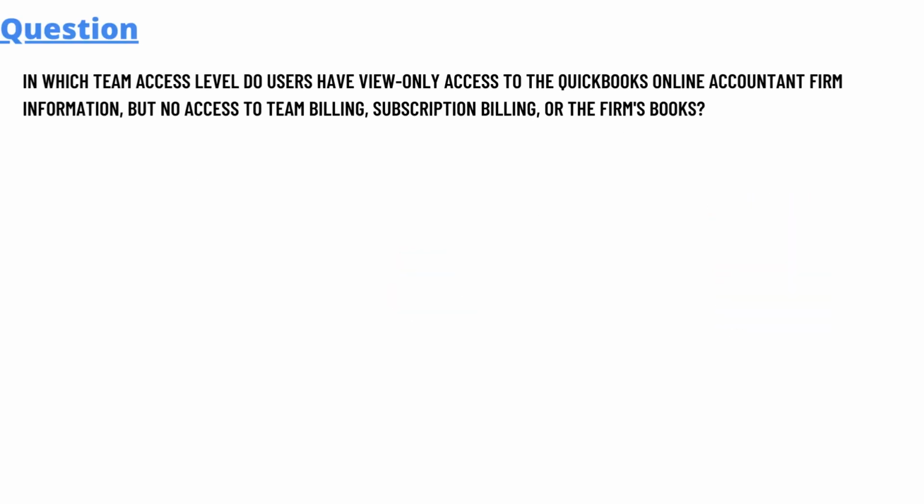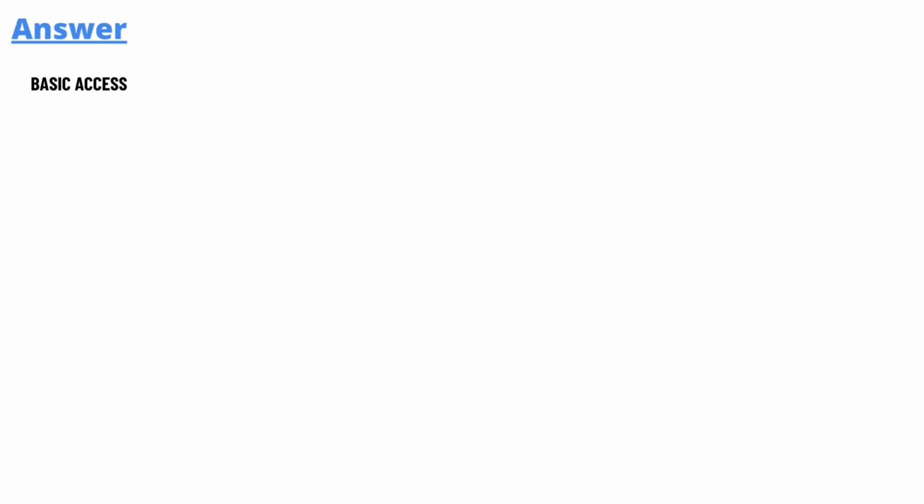Our question today is: in which team access level do users have only access to the QuickBooks Online Accountant firm information but no access to team billing, subscription billing, or the firm's book? The answer to the question is Basic access. That's the answer.